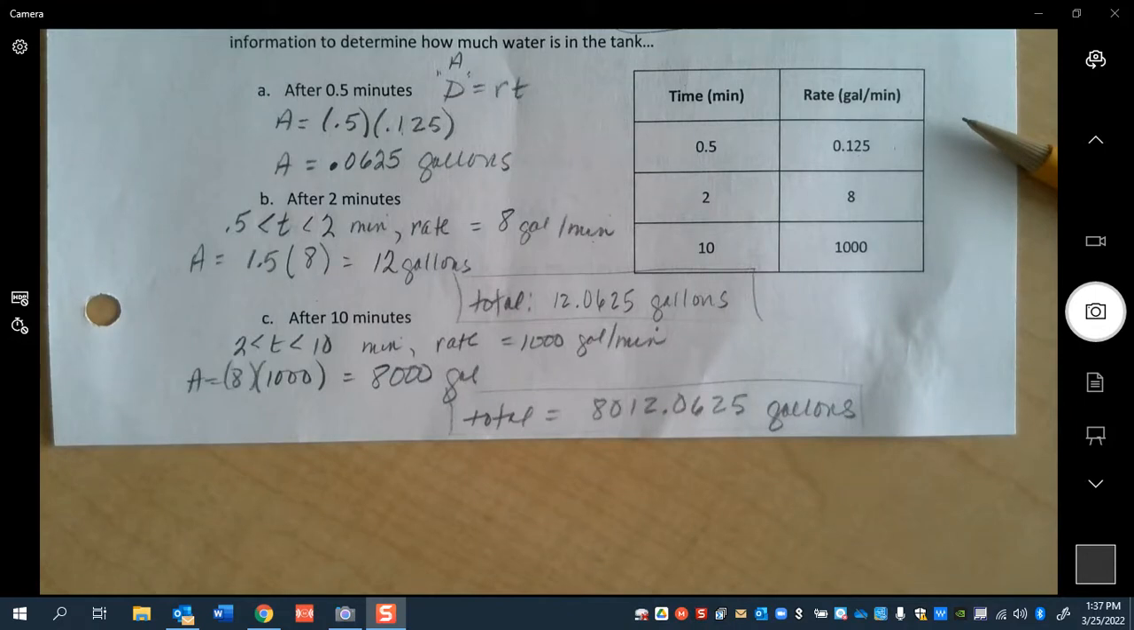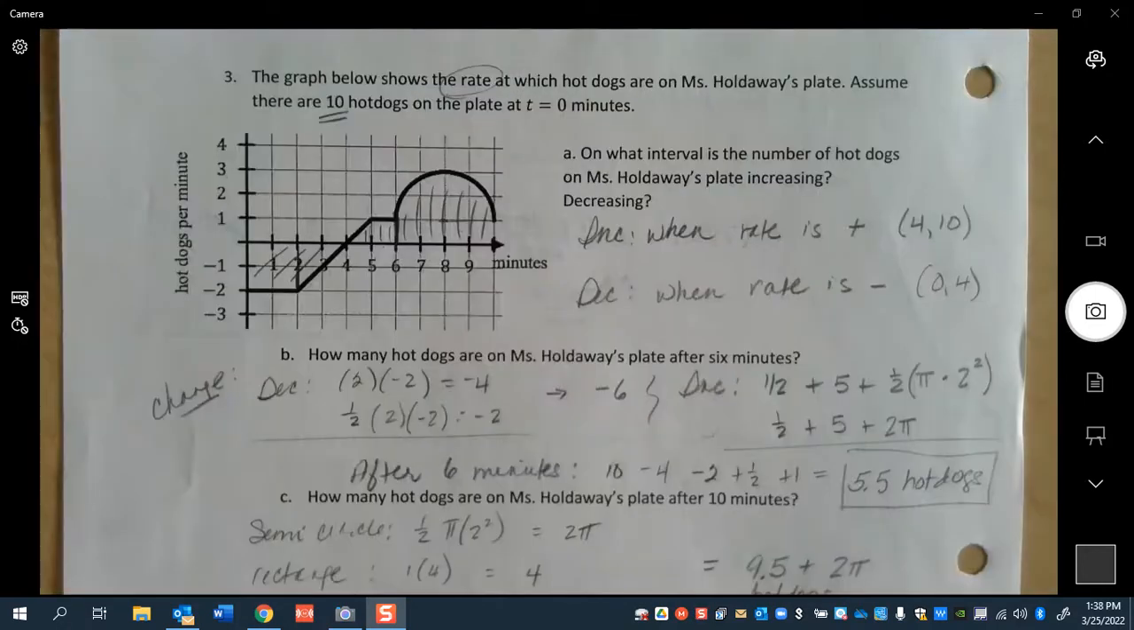Talk to your group mates, please, about the difference between problem 1 and problem 2. Go. All right, so let's look at the other side. Let's look at the other side of the homework.